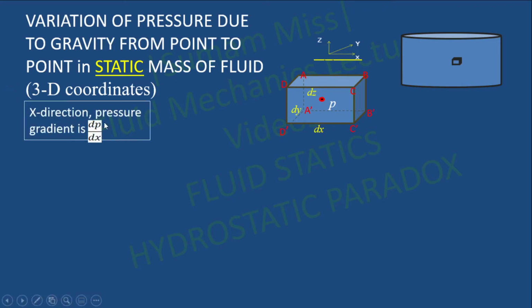Now consider the x direction. In the x direction, the pressure gradient is indicated by dp by dx. So the pressure on the face A dash, D dash can be expressed as P minus dp by dx into dx by 2.